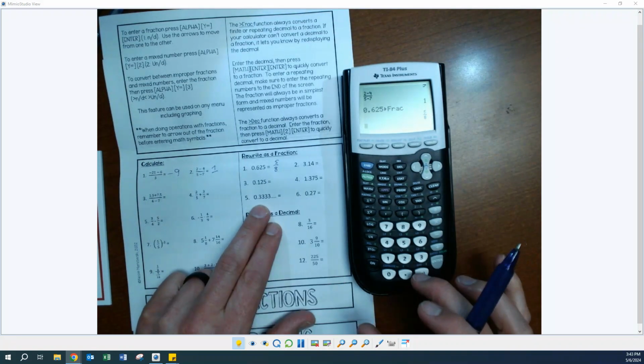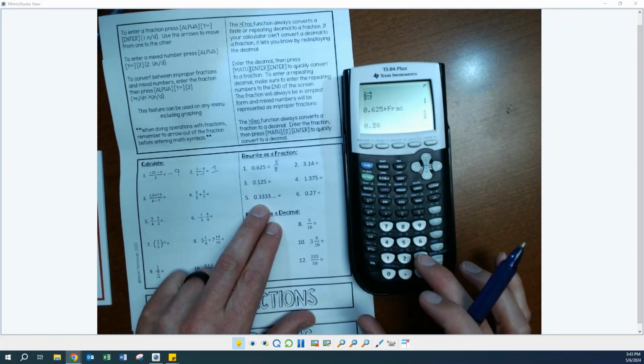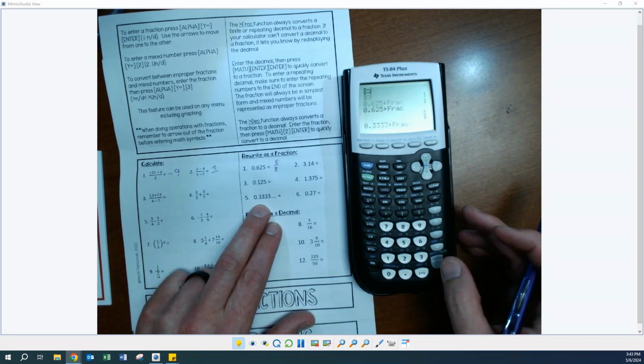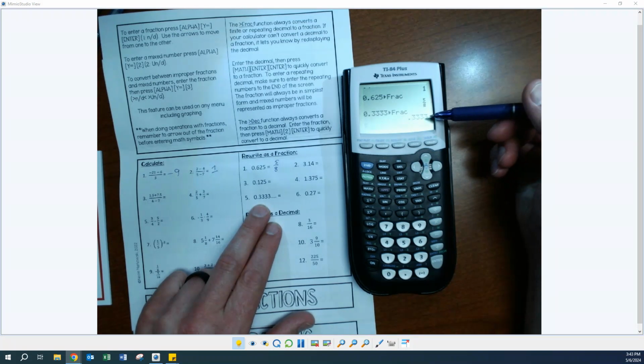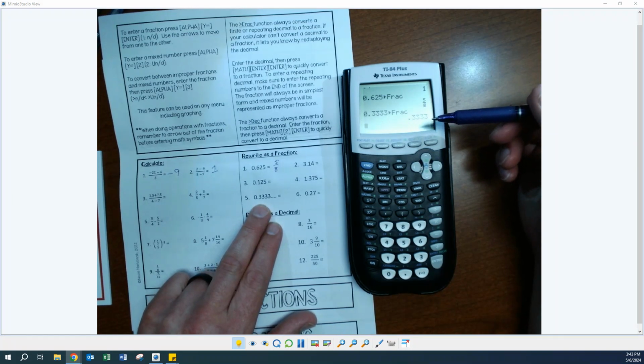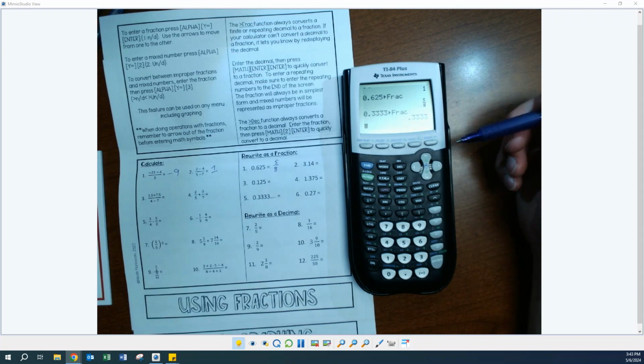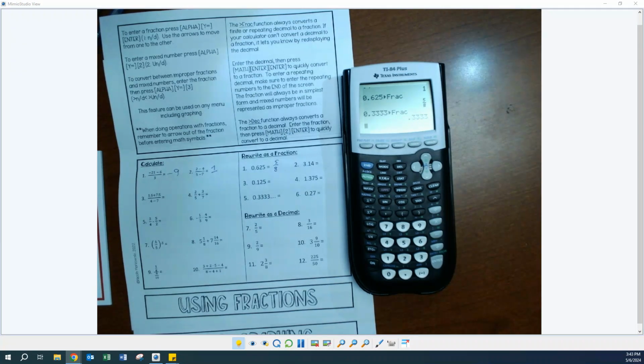Sometimes it won't work great. We have 0.3333. What this should be is 1/3. However, because it's not 3 repeating, it doesn't know how to convert it to a fraction, so it leaves it like that. That's something you're just going to have to know.